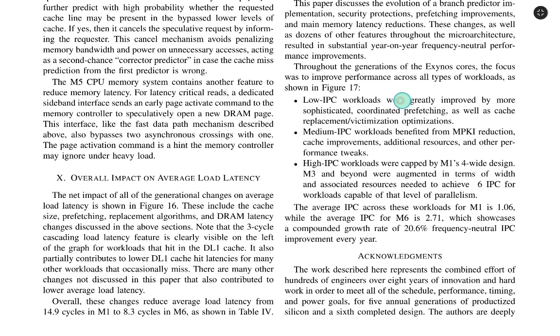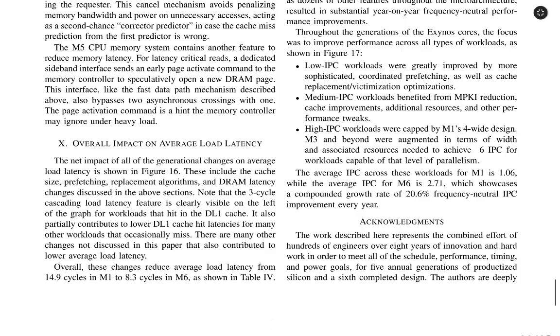Low IPC workloads were greatly improved by the more sophisticated coordinated prefetching as well as the cache replacement victimization optimization. Medium IPC workloads benefited from the MPKI reduction, cache improvement, additional resources, and other performance tweaks. High IPC workloads were kept by the M1's 4 wide design. M3 and beyond were augmented in terms of width and associated resources needed to achieve 6 IPC for workloads capable of that level of parallelism.